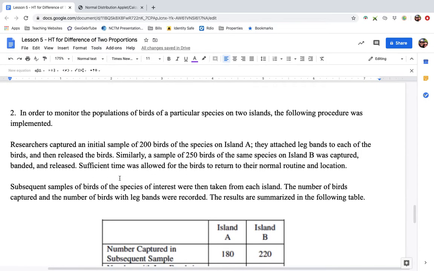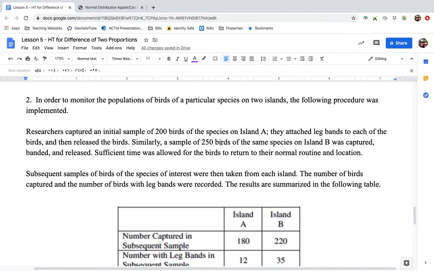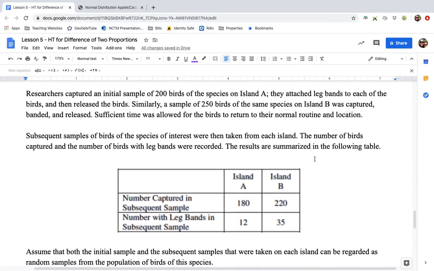In order to monitor populations of birds on a particular island, the following procedure is implemented. This is called capture-recapture. Some of you in biology might have heard of that. Captured an initial sample of 200 birds from the species on island A. They attached leg bands to each of them. They released the birds. Similarly, a sample of 250 birds of the same species on island B was captured, banded, and released. Sufficient time was allowed for the birds to return to their normal routine and location.